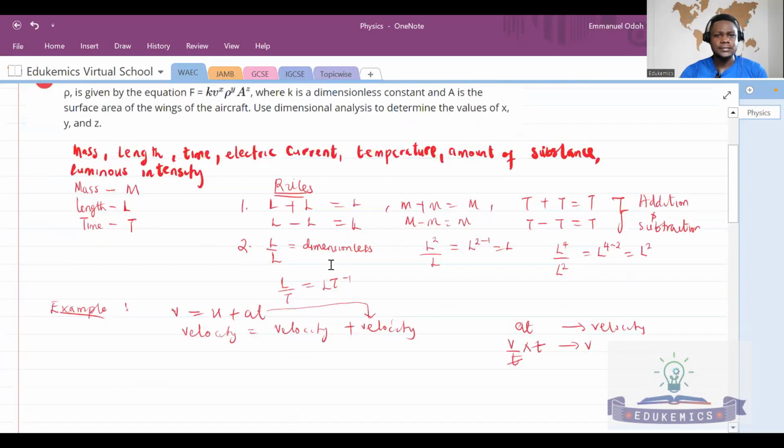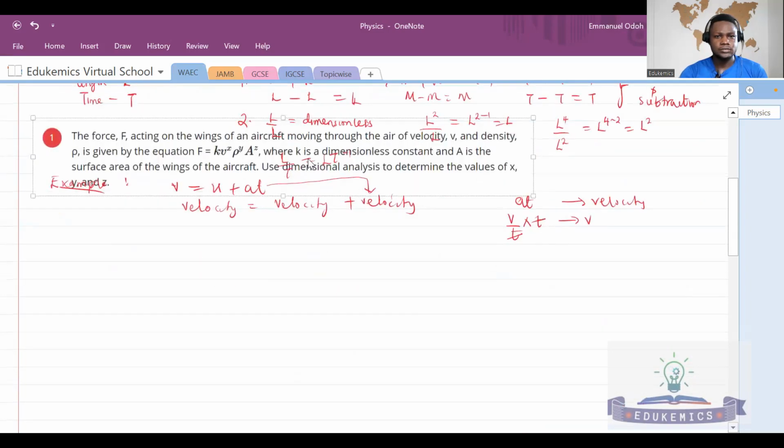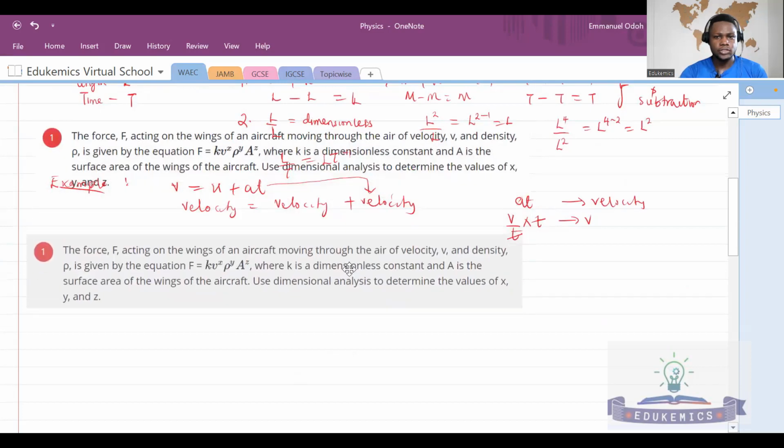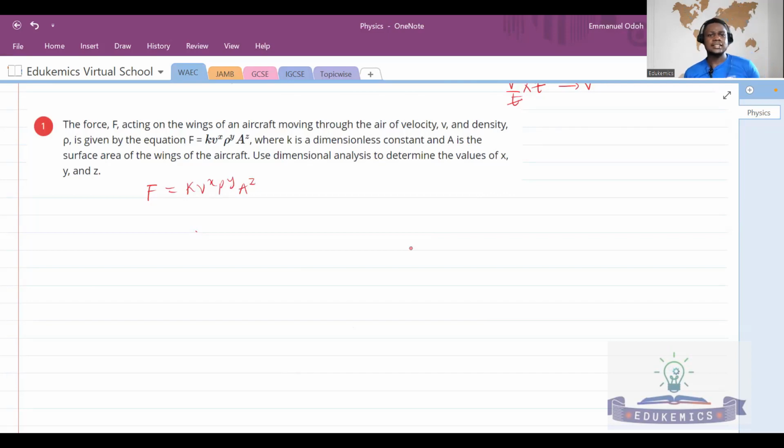So we are given that the force acting on the wings of an aircraft moving through the air, with velocity v and density rho, is given by this equation, where k is a dimensionless constant and A is the surface area of the wings of the aircraft. Let's use dimensional analysis to find the values of x, y, and z. So the first thing is to get the dimension of each of those quantities.